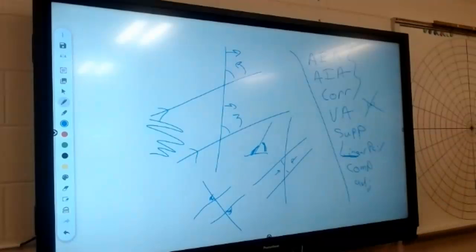Okay. Well, linear pairs are supplementary, so they both do what? Add up to 180. What's complementary add up to? Yeah, not 180, but 90. Very good.